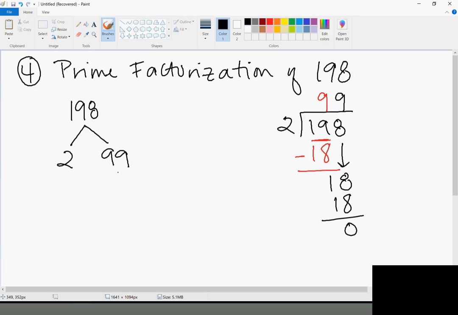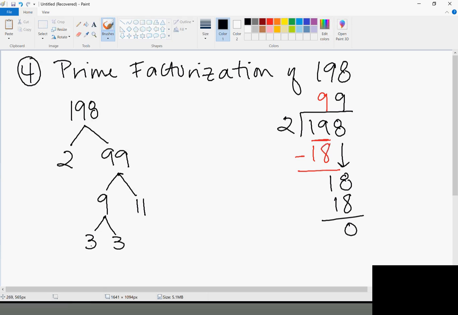You can divide other numbers other than 1 and itself into 99. So 99 is divisible by 9. 9 times 11 equals 99. And so you look at your numbers and see if you can continue that process. So 11 is a prime number. It cannot be divided by anything but 11 and 1. But 9 is not a prime number. 9 can be written as 3 times 3.